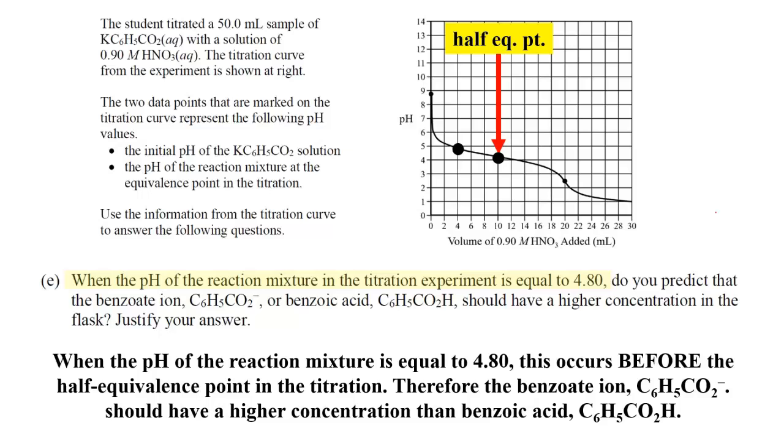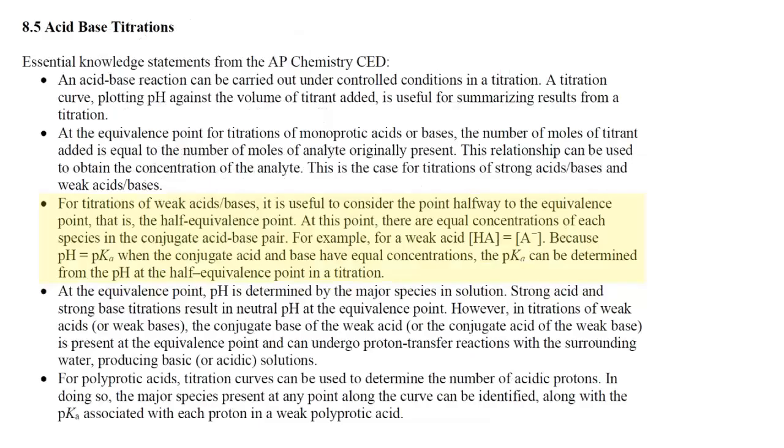Now, before we take a look at part F of this question, let me give you an alternative way that you could have answered part E with a different justification. And this justification that I'm going to present falls under topic 8.5 and topic 8.7. So here, in topic 8.5, which is entitled Acid-Base Titrations, you can see I'm highlighting one of the essential knowledge statements, which says, for titrations of weak acids and bases, it is useful to consider the point halfway to the equivalence point, that is, the half equivalence point.